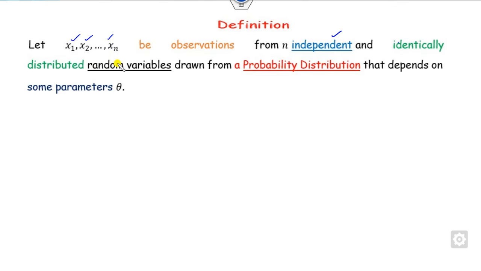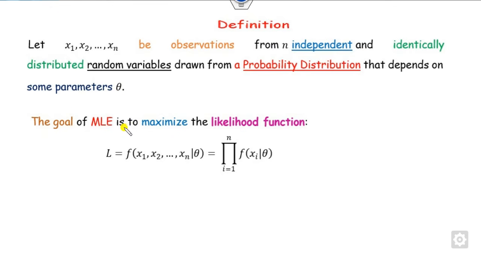independent and identically distributed variables taken from some probability distribution. That may follow the normal, the binomial, or the exponential, and that depends upon certain parameters theta. So that theta depends upon the population. Then the goal of MLE is to maximize the likelihood function.